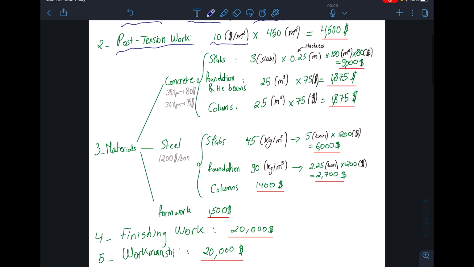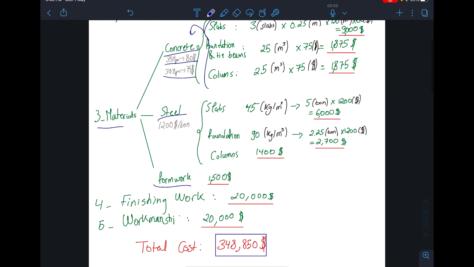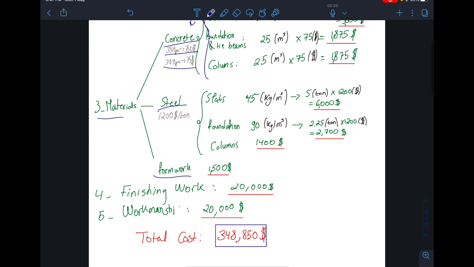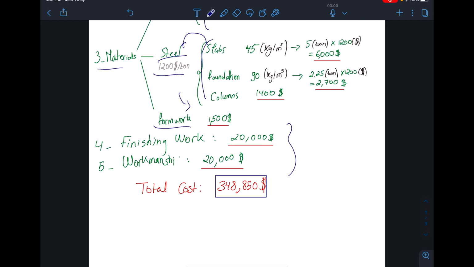As for the materials, the three main components were concrete, steel, and formwork. The 35 MPa mix of concrete costs around $80 per cubic meter. The 30 MPa mix costs around $75 per cubic meter, and all these assumptions are based on this number. As for the steel, the price per ton is $1,200, and all these assumptions are also based on this number. This is for the formwork, and the finishing work and the workmanship cost around $20,000 each.